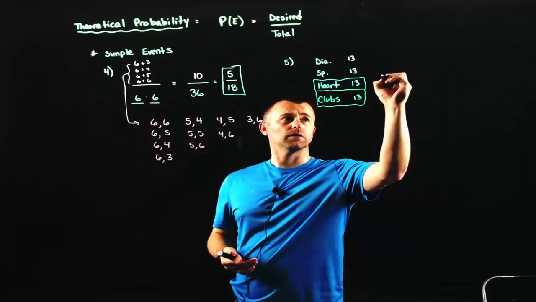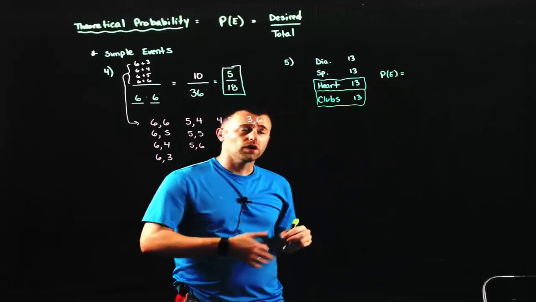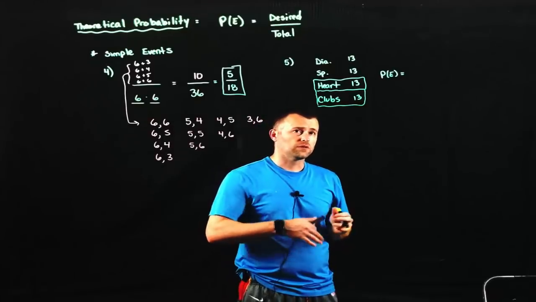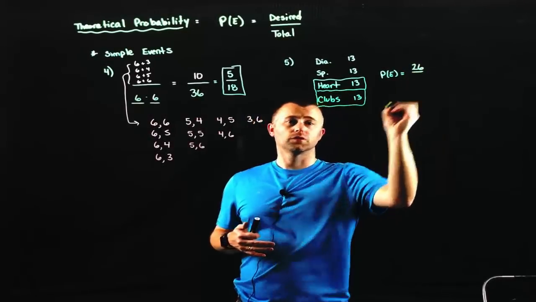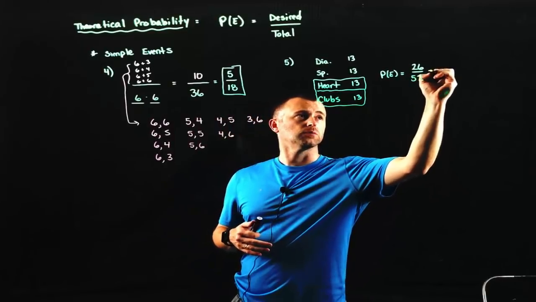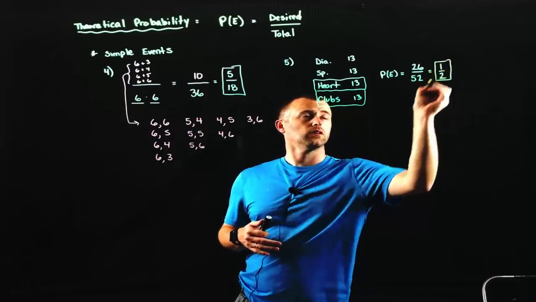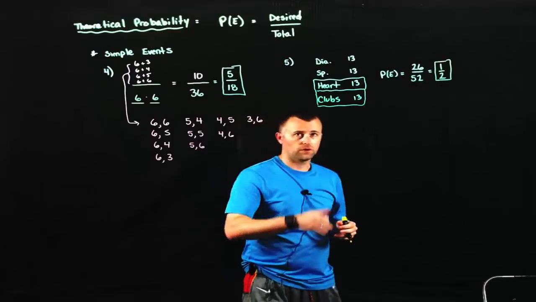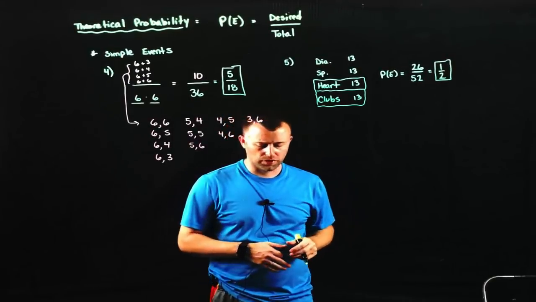The probability of this event occurring is going to be desired outcomes, which is 26, over total possible outcomes, which in this case is 52, and you can simplify that to 1/2. And that would be your simple event for a deck of cards, which is a very common question. Expect to see some more of those.